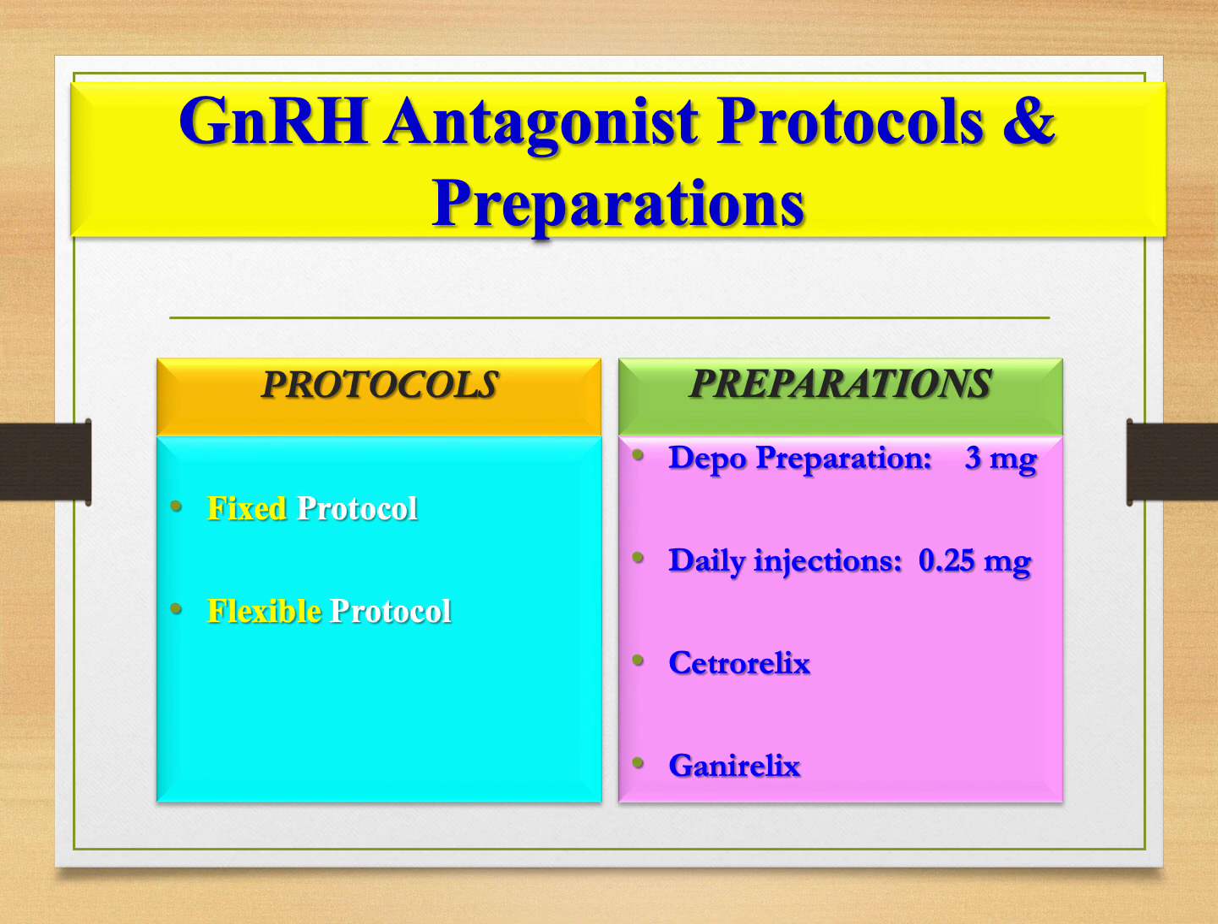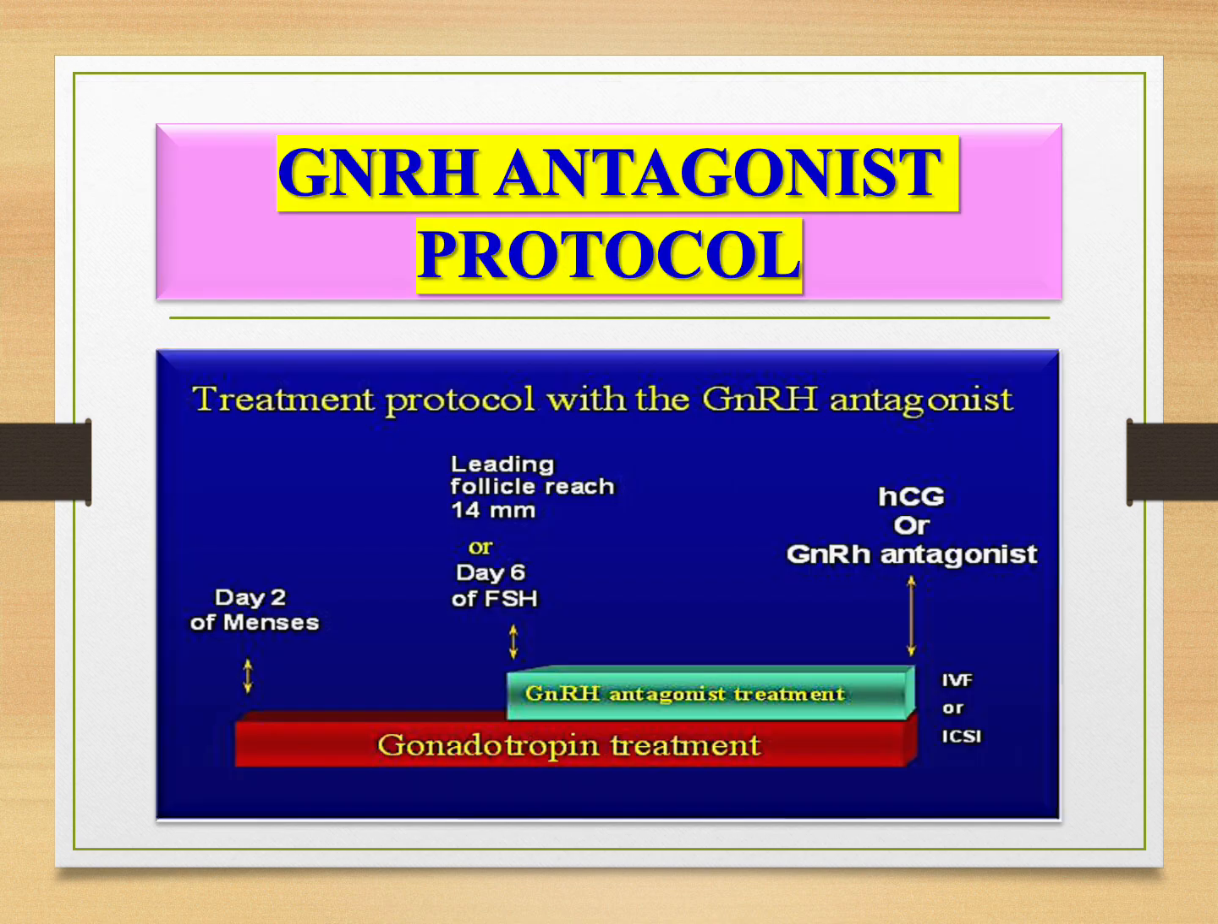So now coming on to the GnRH antagonist protocol, what it is. In the GnRH antagonist protocol, from the second day of the menstrual cycle, gonadotropins are started. And then either on day 6 of gonadotropins or when the leading follicle reaches 14 mm, as I explained, depending on the fixed and the flexible protocol, the GnRH antagonist is started. And both are continued till the day of HCG.